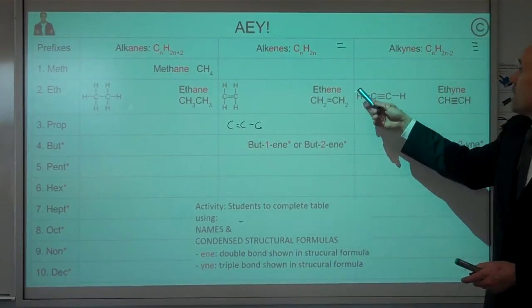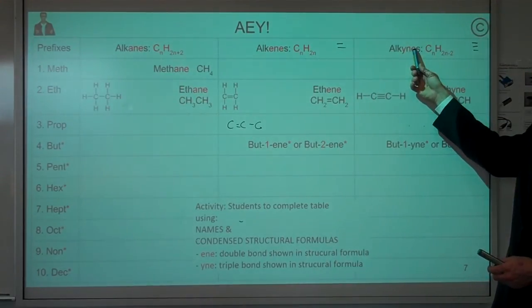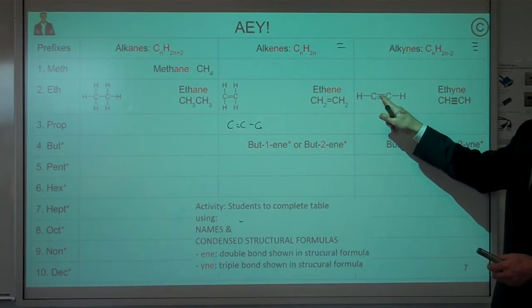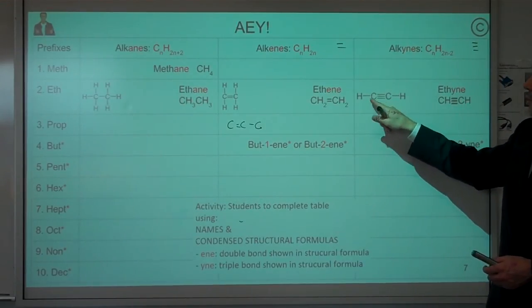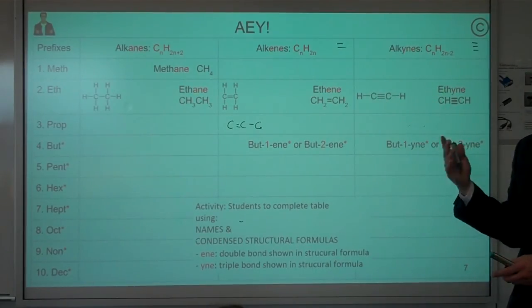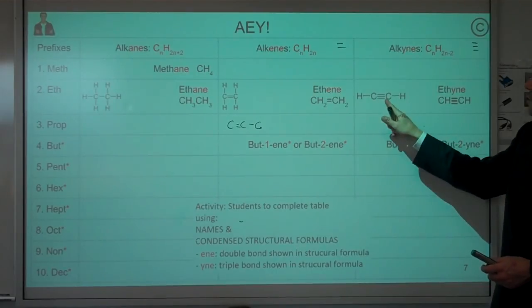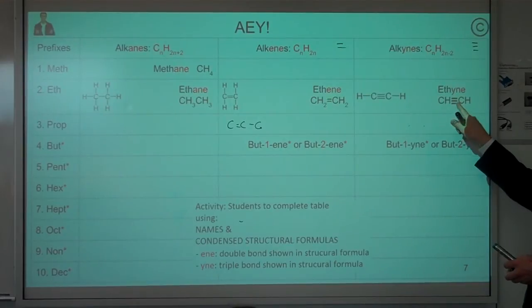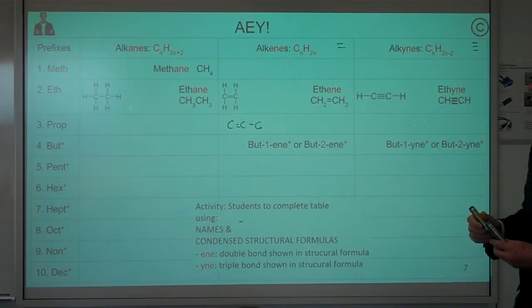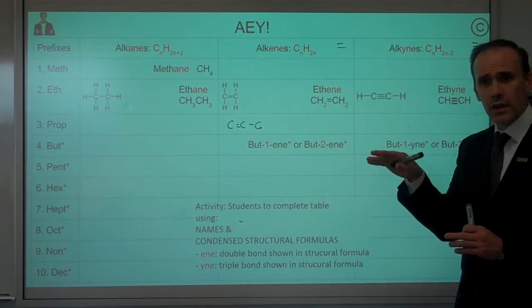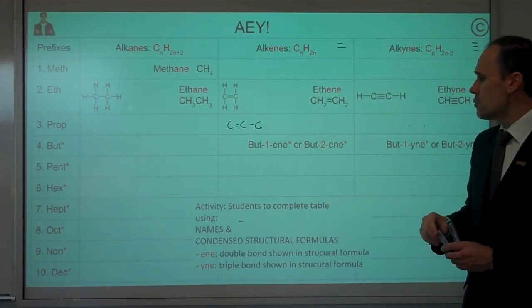Now ethyne, the yne, eth meaning 2 carbons again. There are 2 carbons with a triple bond between them, and of course you can only have a single hydrogen on each, because each carbon has only 4 bonds. So 3 between those 2 carbons, and the triple bond is also shown in our condensed structural formula. We're not going to do the naming conventions we've spoken about. We'll do that a little further down, but you should be aware of them.